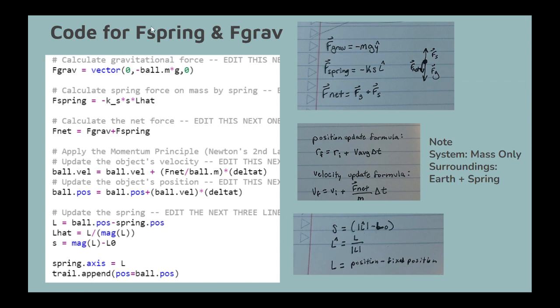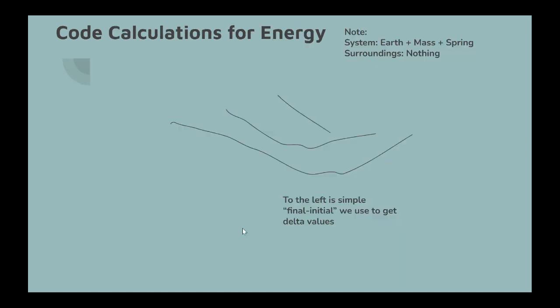Now we have the force of spring and the force of gravity. The gravity vector is over here, the ball's mass times gravity, mgy hat, and the spring force is negative K S L hat. Force of spring goes up, gravity is down, and gravity can be greater in some situations, as in this one. F net is F gravity plus F spring. Then we use our update formulas to get the ball's velocity and position, and L hat, L, and S we find from over here, as I explained earlier.